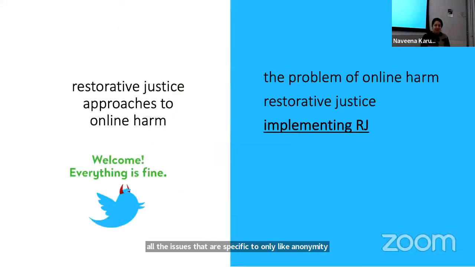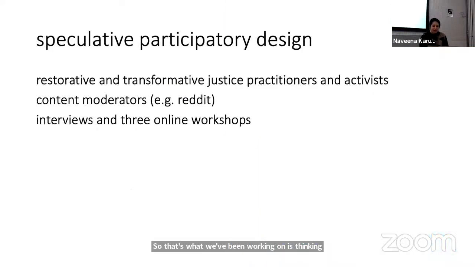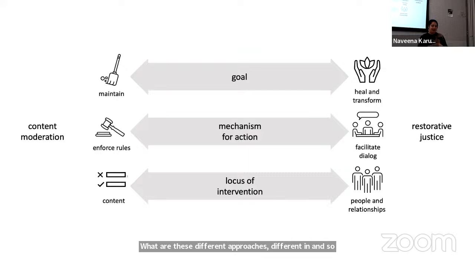So that's most of what we've been working on, is thinking about what this would actually look like in an online environment. And some of the work that we've done falls into speculative participatory design. We've been doing a lot of work with both people who moderate online communities like subreddits right now, and people who are transformative and restorative justice practitioners and activists. We've been doing interview studies. We did a really fun speculative design workshop where we brought actual cases of online harm. And we had people who are moderators and people who are practitioners talk through what they would do if this harm happened in their community. And that brought up a lot of really interesting things around how these approaches are different. And so that's one of the main findings that I wanted to talk about today: we found these three axes along which the moderators and the restorative justice practitioners were different.